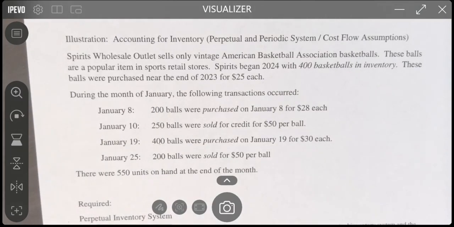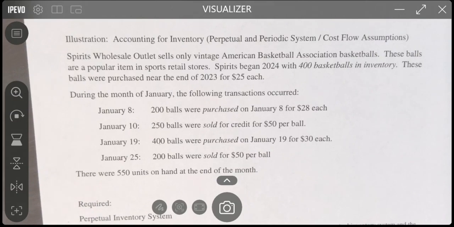On January 8th, they purchased an additional 200 balls at $28 each. And so we now have a total of 600 balls, 400 of which were in beginning inventory and were purchased at $25 each, and then 200 were purchased in early January for $28 each. On January 10th, we sold 250 of our 600 in inventory.